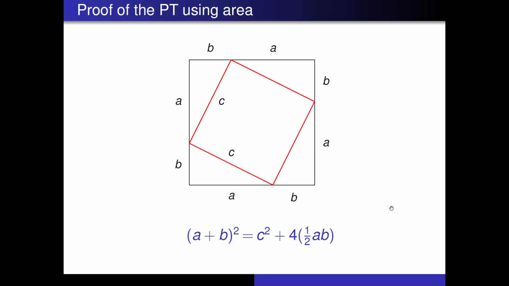One of my favorites is to take a square, which is a plus b by a plus b, and then you look at the interior square and just take the area, and you get a plus b squared is c squared plus 4 times the triangles. And so that's a simple proof. This uses the notion of area.